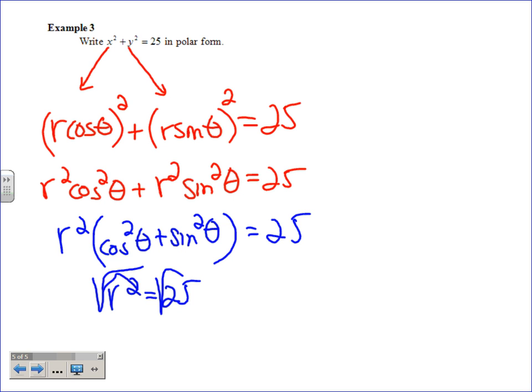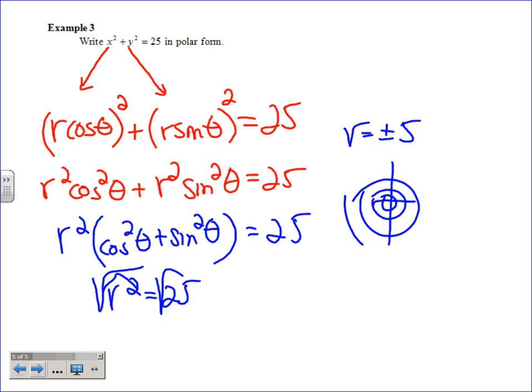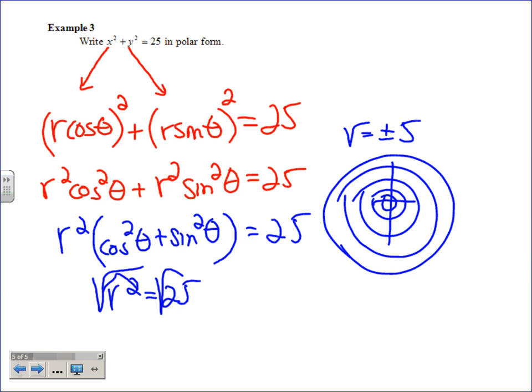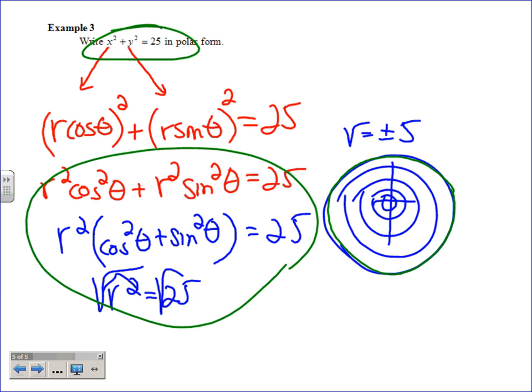So r is technically positive and negative 5. But in polar, when you're doing the r equals, does positive and negative really make a difference? No, because if you had all your circles in here, r being 5, 1, 2, 3, 4, 5, what would you make? The whole circle. If you graphed this one on rectangular coordinates, it would be a circle centered at the origin with radius 5. Same exact graph. Now I chose to show you this way because I wanted to see what you would do here, and you did a great job.